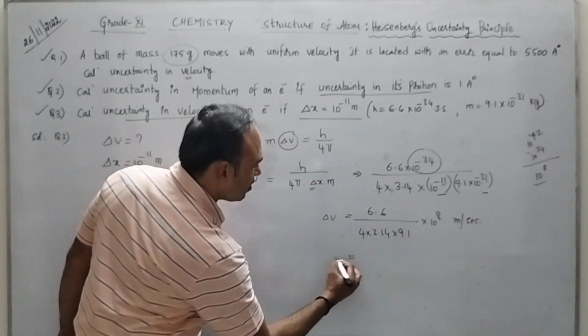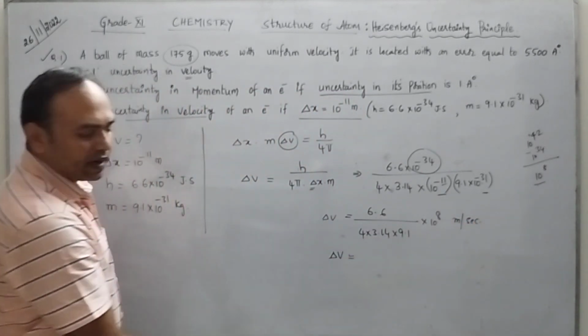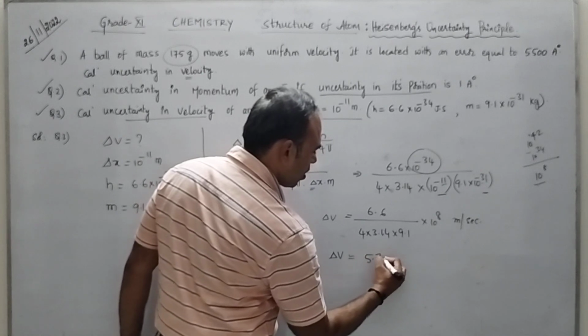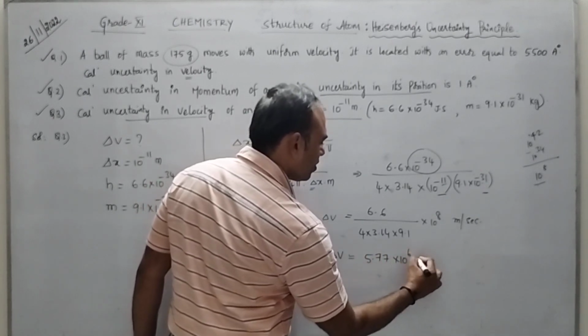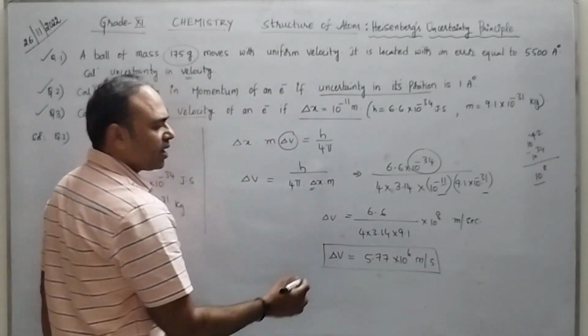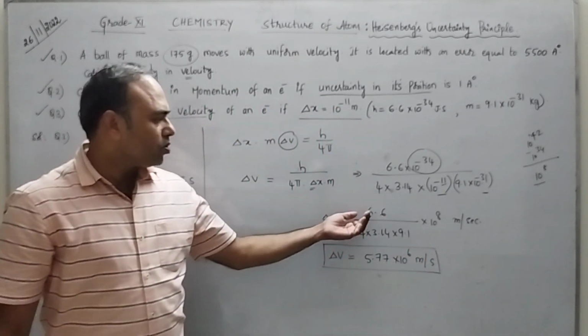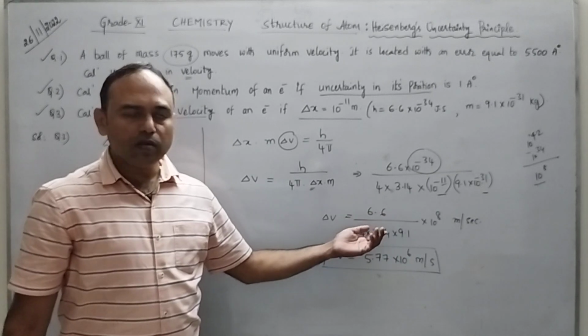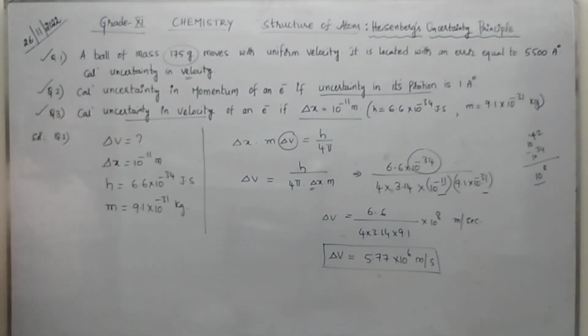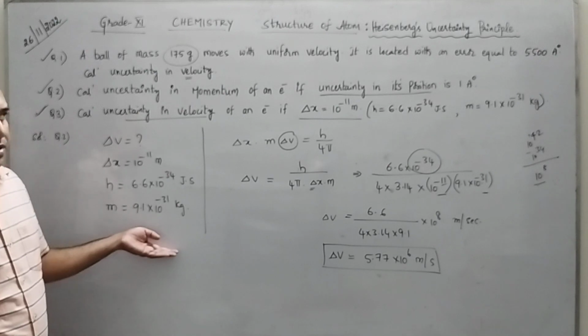So what is the final answer? I have calculated that. So you have 5.77 into 10 to the power of 6 meter per second. To save time, I have calculated it earlier, you know. So simply divide this value, you will get the answer. So 5.77 into 10 to the power of 6 meter per second. So third question also we have solved. Hope you have understood this. Let us now take objective questions.